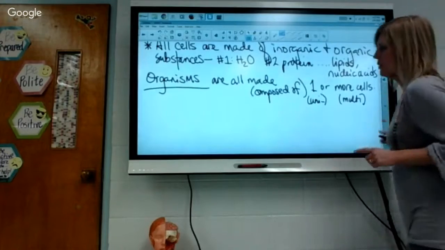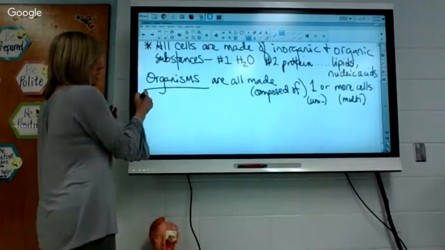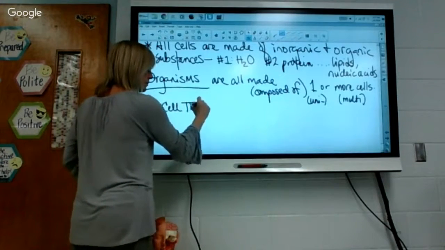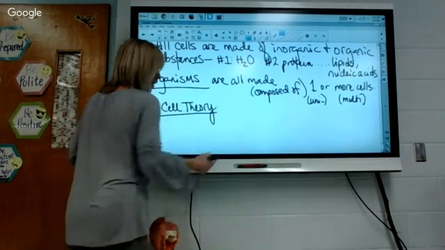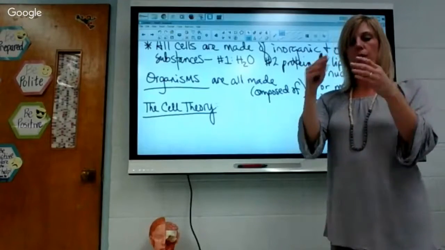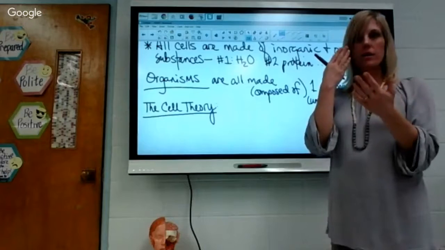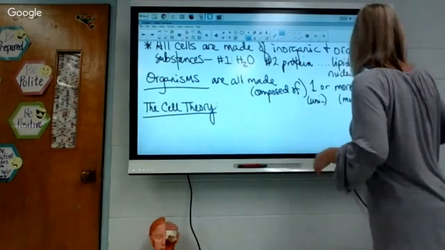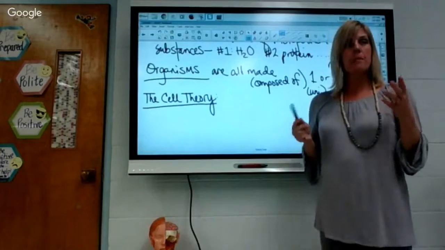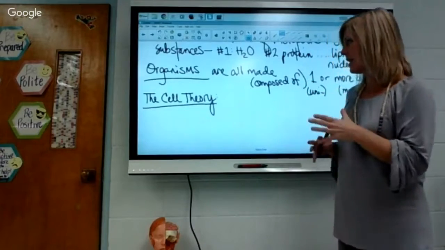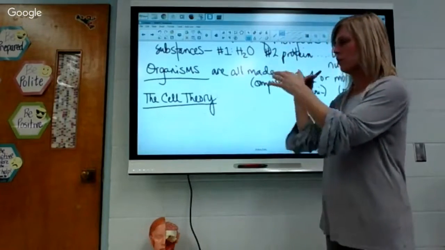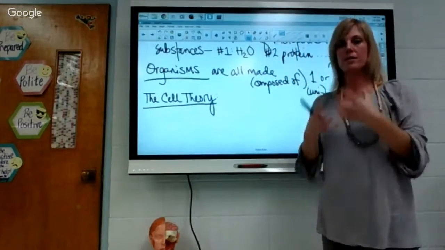So the next thing we're going to do is talk about the cell theory. A theory is established after a conclusion has been drawn and repeatedly supported multiple times, and has stood the test of time, and then eventually a theory can become a law. But the cell theory basically says what we already know, and it was discovered by several people, and their discoveries have been compiled into this theory.